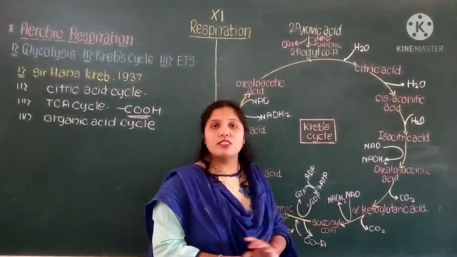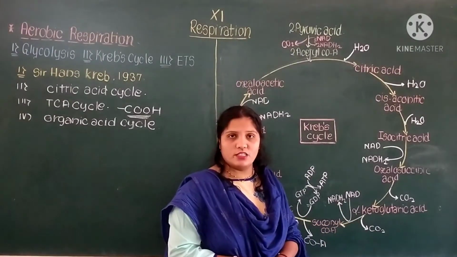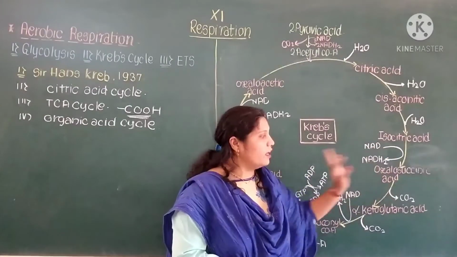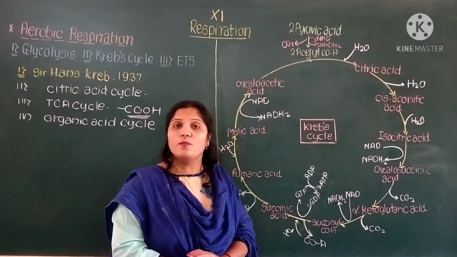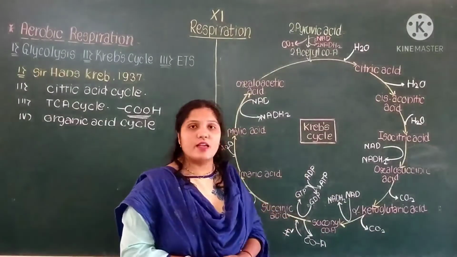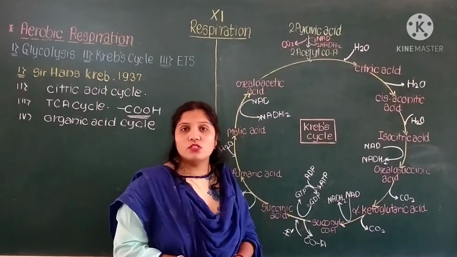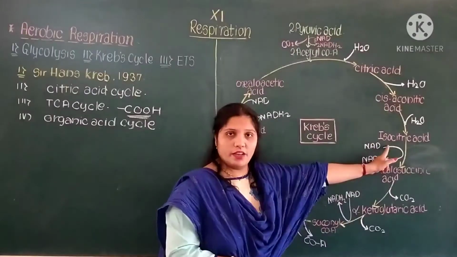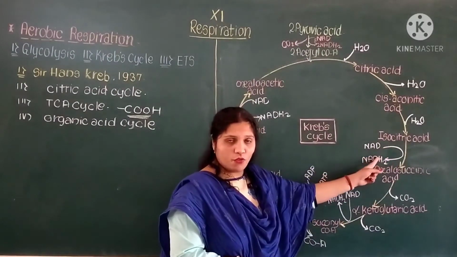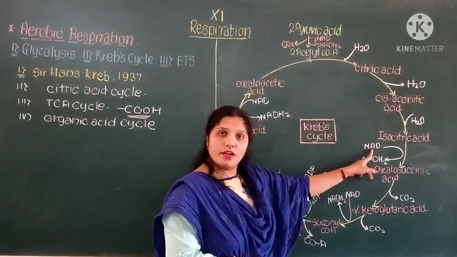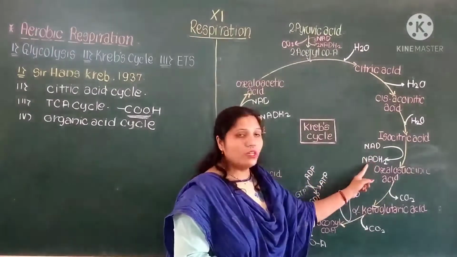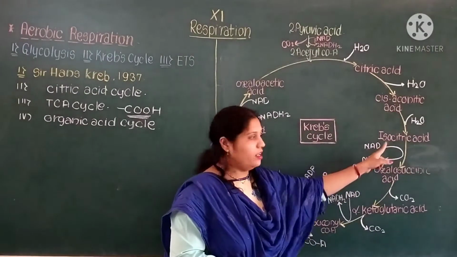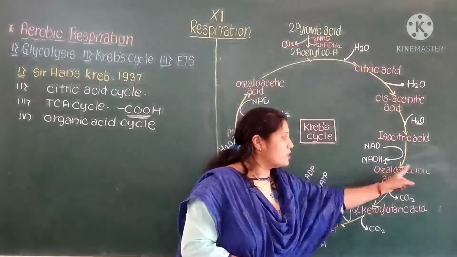At that time, the process taking place is known as oxidation. So here, the isocitric acid is converted into oxalosuccinic acid in the presence of an enzyme, and it converts into NADH2. At the same time, the isocitric acid gets converted into oxalosuccinic acid.